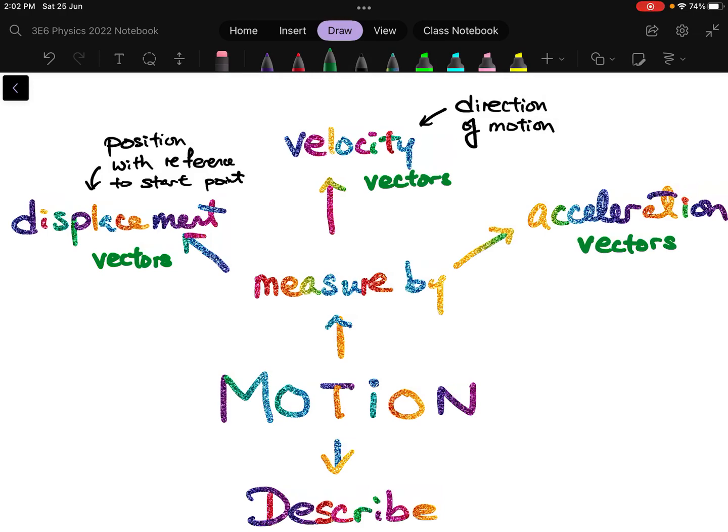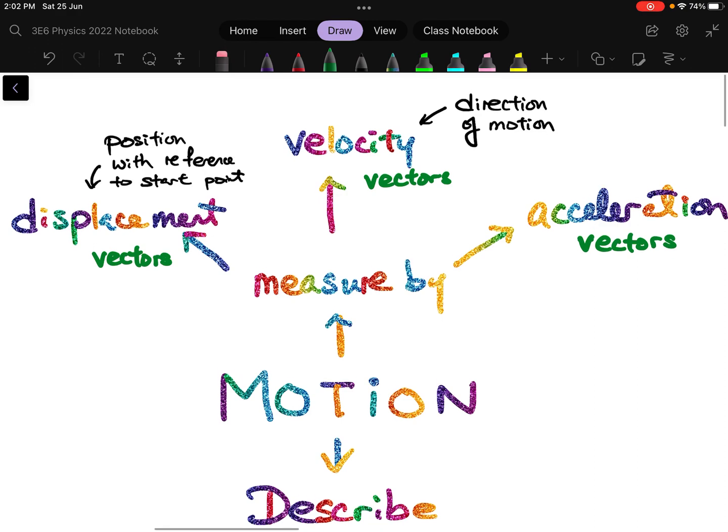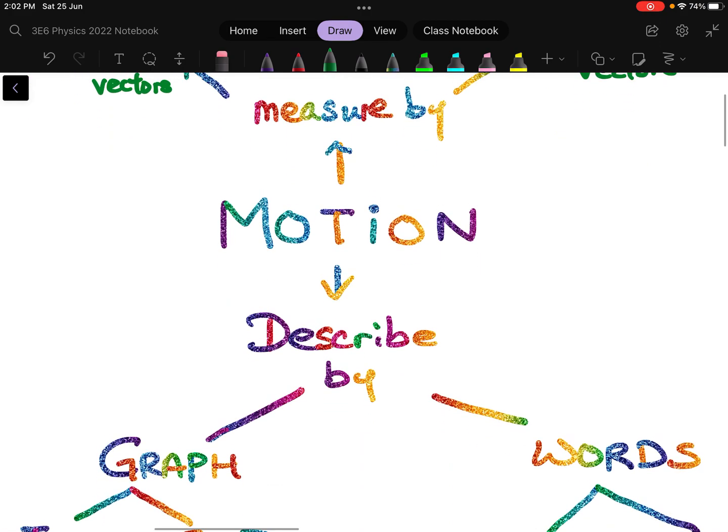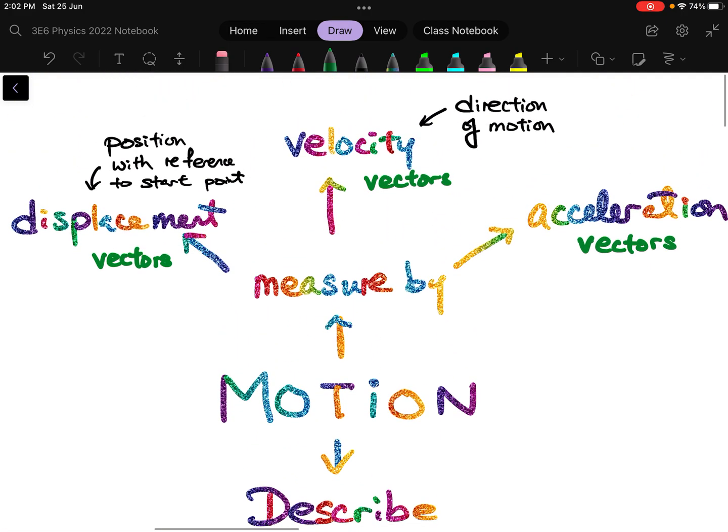So in this video, we will continue our study in motion. In the previous video, we have learned that motion can be measured by these three vectors: displacement, velocity, and acceleration. So in this video, we are going to learn how to describe motion by different representations. Before we begin on the new portion, we will do a quick recap on the three parameters that were introduced in the previous video.